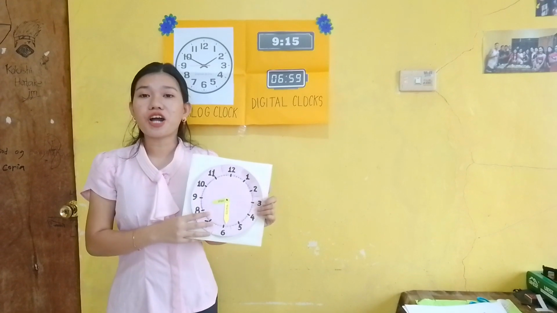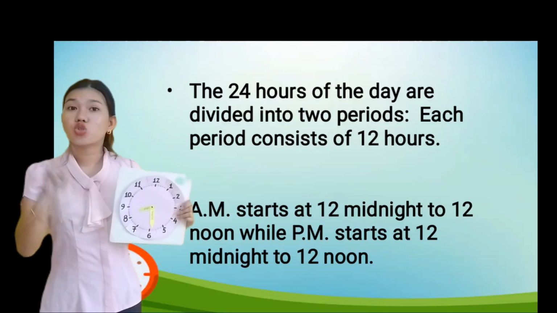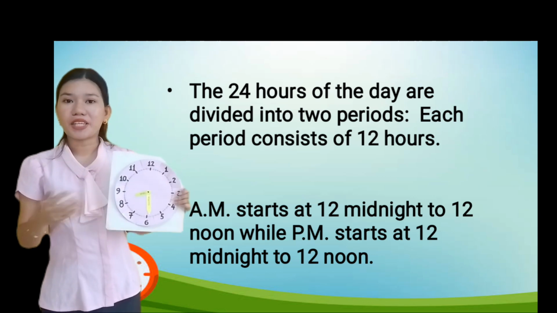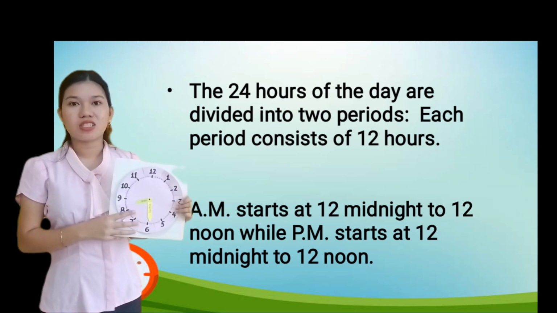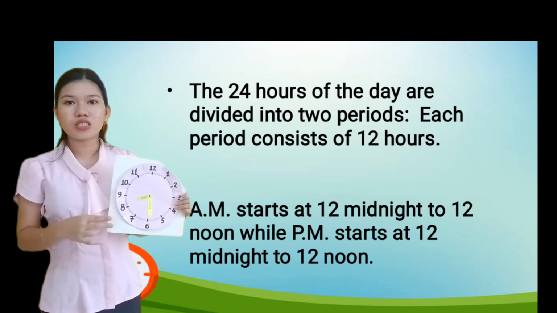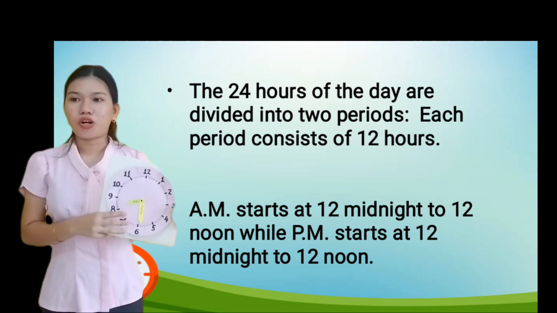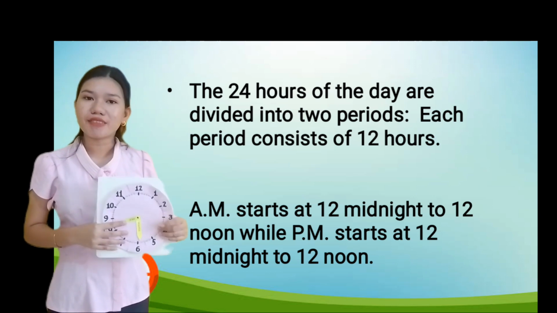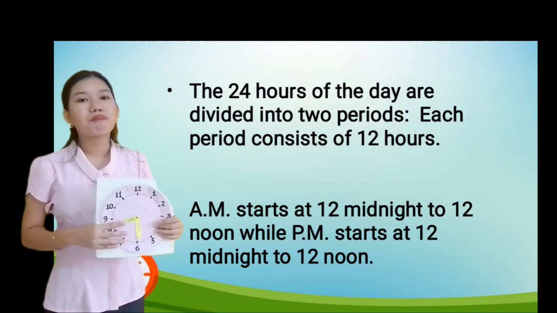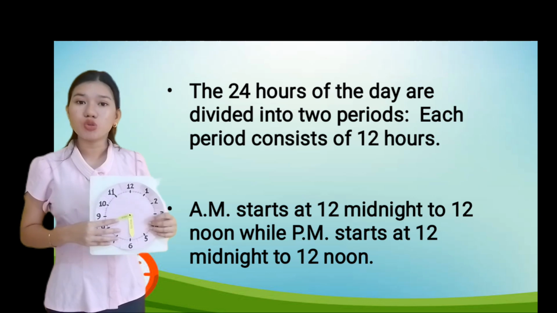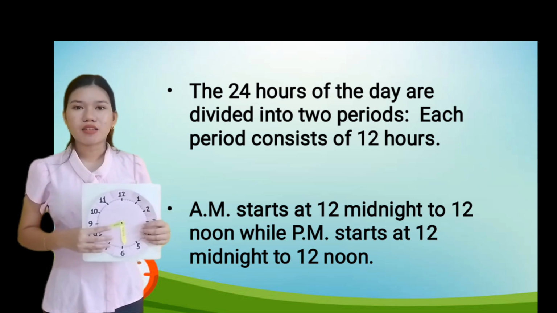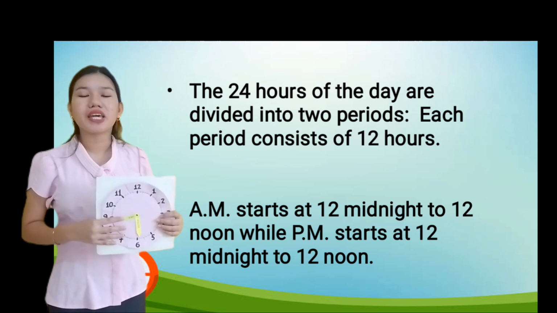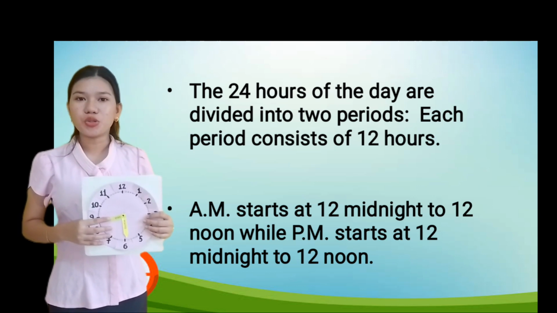So the 24 hours of the day are divided into two periods, the AM and the PM. And each period consists of 12 hours in total of 24 hours. So an AM starts at 12 midnight to 12 noon and PM starts at 12 noon to 12 midnight. And also, AM stands for morning and PM stands for afternoon.